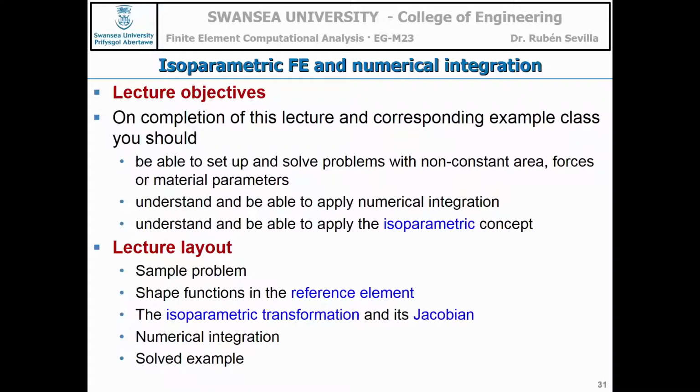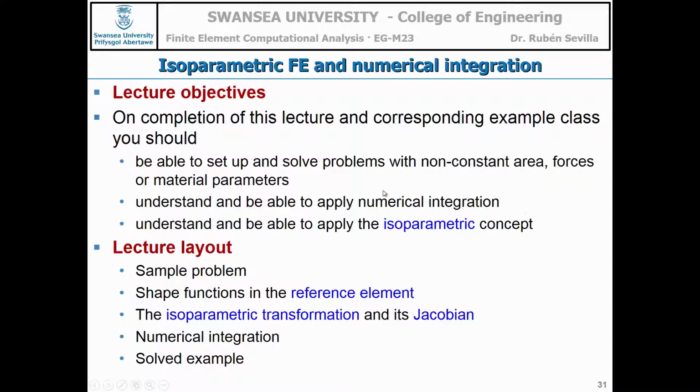Right. What is the objective? I already mentioned it. It's very clear. We want to solve more realistic problems. Problems where the area of the cross-section is actually changing and you don't assume that it's constant in each element. You can have forces or even material parameters that are changing continuously. Okay? We want to account for this.